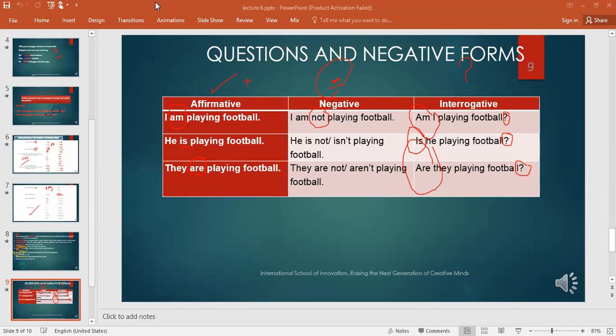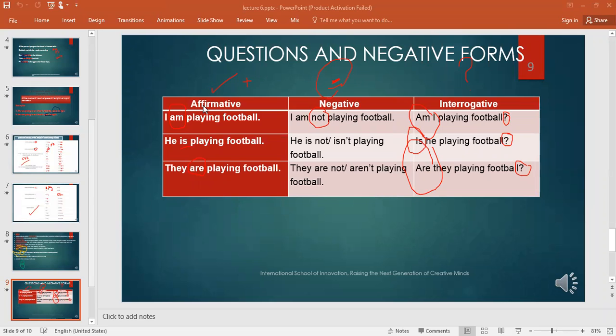So I am playing football. I am not playing football. This is the opposite. Am I playing football? Okay, so this is the question form. And of course, never forget the question mark, okay?